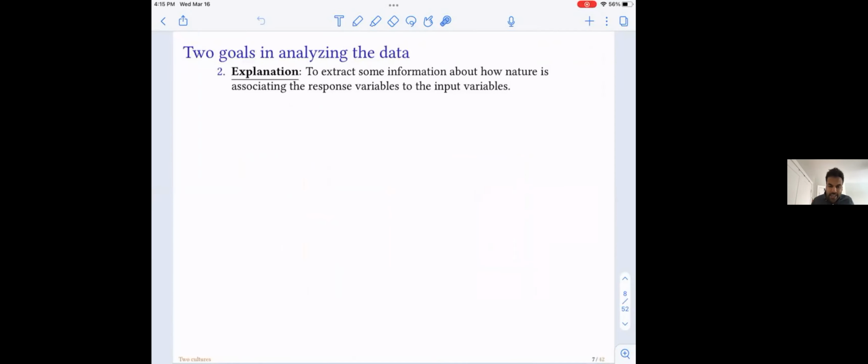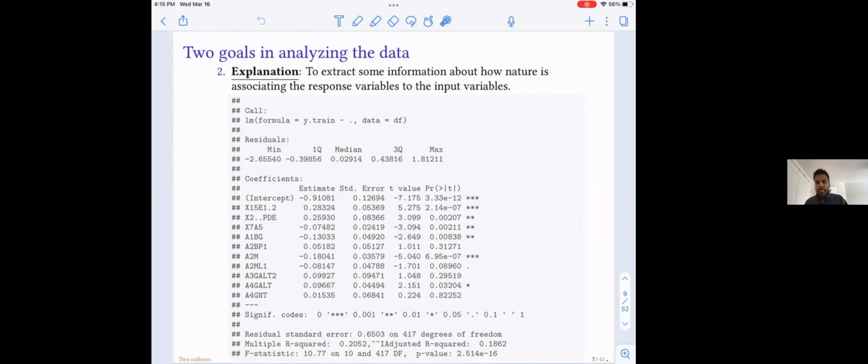The second way to analyze data is when you're interested in explanation, when you're trying to extract some information about how nature is associating the response variables to the input variables. This is maybe a little cynical of me, but the way I see it, unfortunately, is what some people have referred to as stargazing. What do I mean by stargazing? This is an R output, and I'm not sure if other software like Stata and SAS do this, but R, for whatever reason, developed by statisticians, prints these stars here.